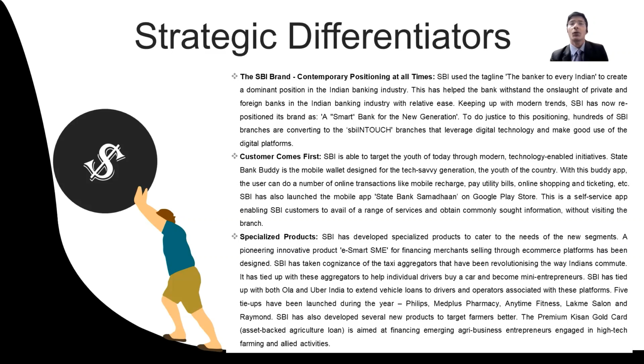SBI has tied up with both Ola and Uber India to extend vehicle loans to drivers and operators associated with these platforms. Five tie-ups have been launched during the year: Philips, MedPlus Pharmacy, Anytime Fitness, Lakme Salon, and Raymond. SBI has also developed several new products to target farmers better. The Premium Kisan Gold Card is aimed at financing emerging agribusiness entrepreneurs engaged in high-tech farming and allied activities.